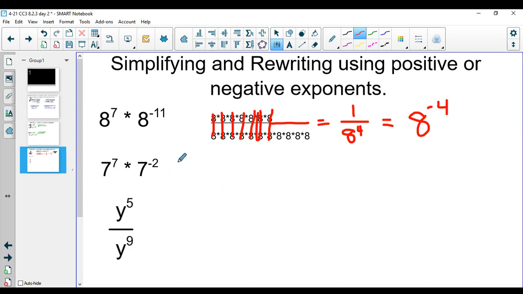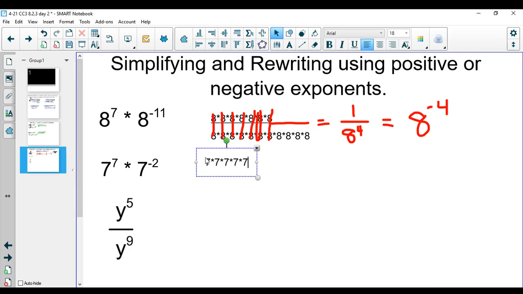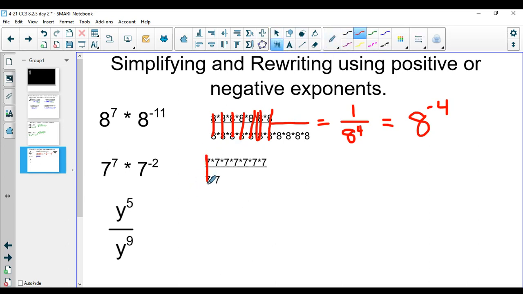We'll repeat that process again. So we have 7 to the 7th power. So I'll do 7 times 7, 7 times. 1, 2, 3, 4, 5, 6, 7. And then we're going to divide that by 7 times 7 because it was 7 to the negative 2. So we will cancel out our giant 1 factors. And now we have 5 factors of 7.